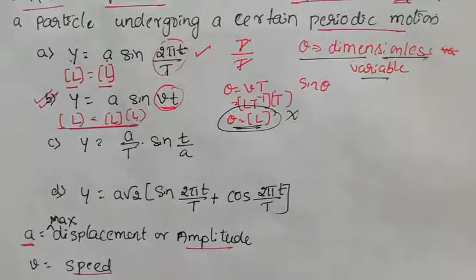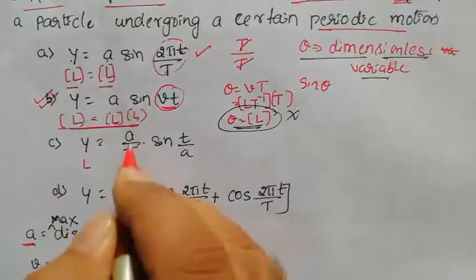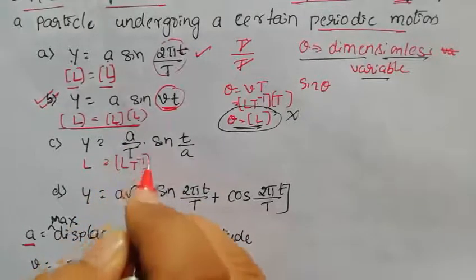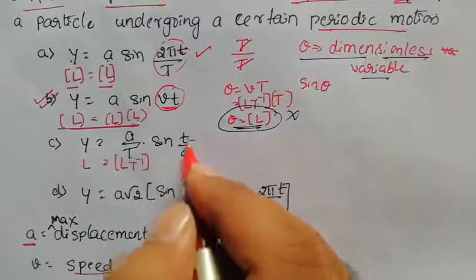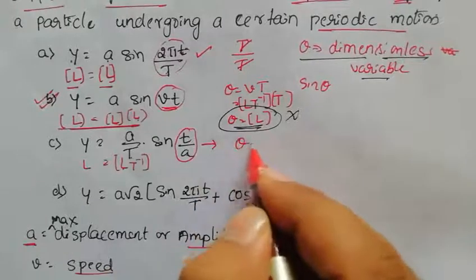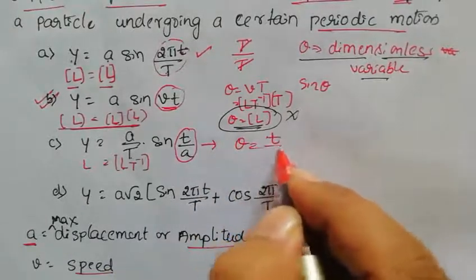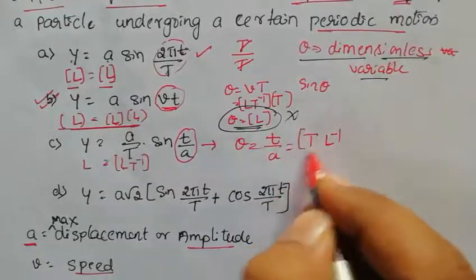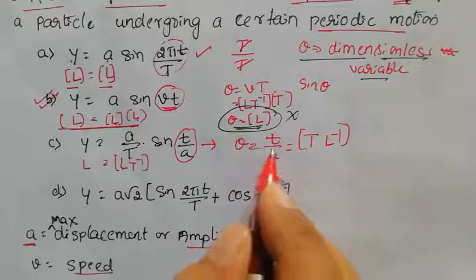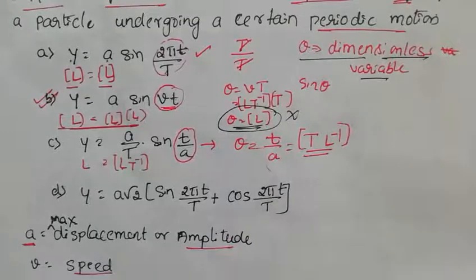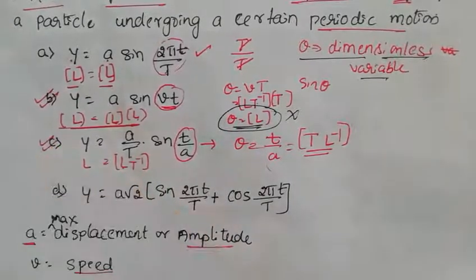Now the next thing, look at the third equation. Here it is L, and A by T means T to the power of minus 1. A means amplitude, L. Sine t by A, again this is theta, so it should be dimensionless. So theta equals T by A. T means capital T, and A is L to the power of minus 1, because amplitude is L, we take it in the numerator. So again theta is possessing some dimensional formula, but actually it should not possess. So it is also a wrong equation.